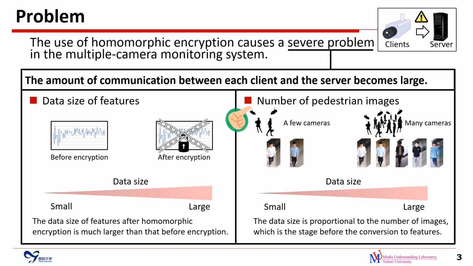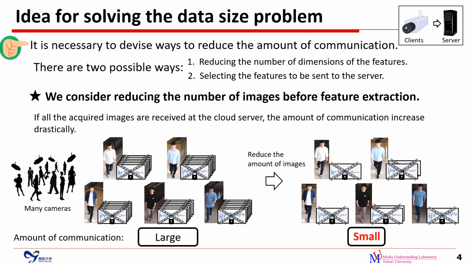Another factor is the number of pedestrian images. The data size is proportional to the number of pedestrian images, which is the stage before the conversion to features. So the amount of communication further increases when the number of images is increased. In order to avoid the problem of the data size, it's necessary to devise ways to reduce the amount of communication.